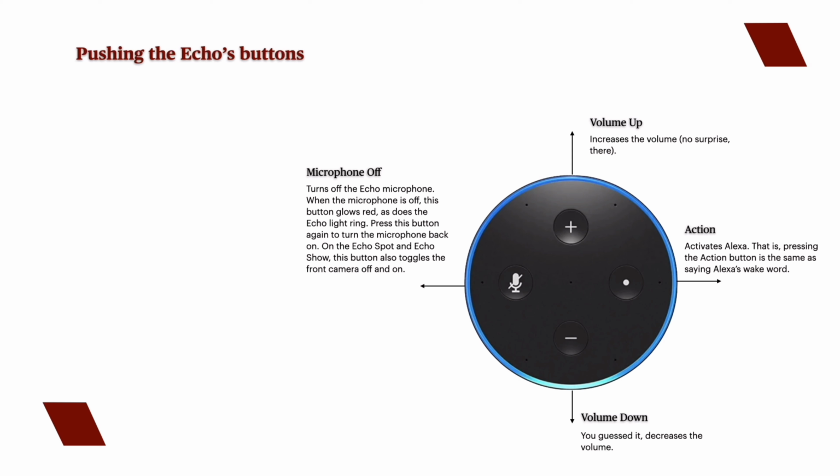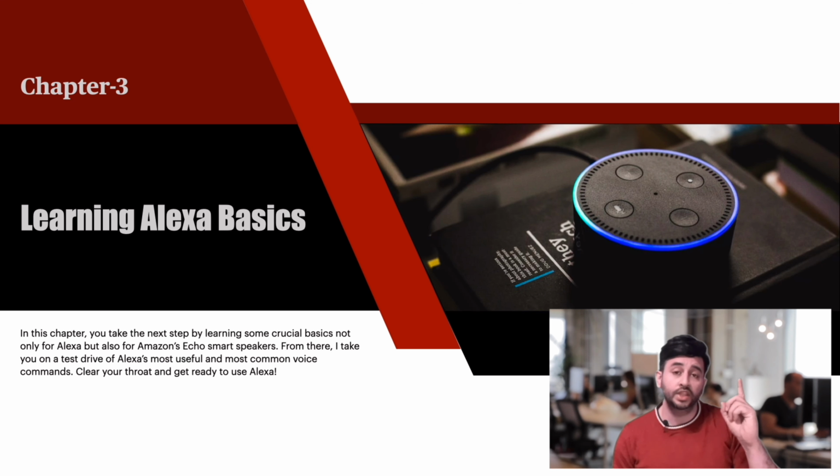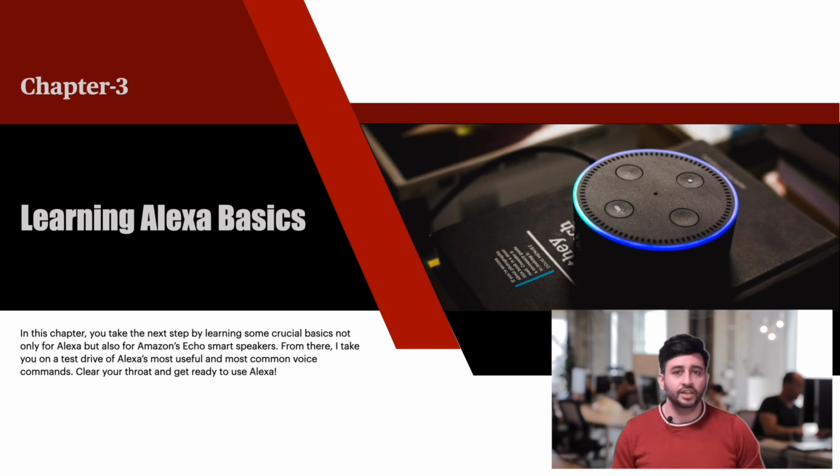Volume up increases the volume. Volume down decreases the volume. One thing to remember is that not every Echo device comes with all these 4 buttons. When you interact with Alexa, Alexa offers some sort of response, and that means that Alexa is listening to you. So there are 4 types of responses.